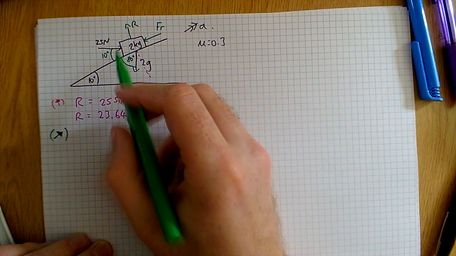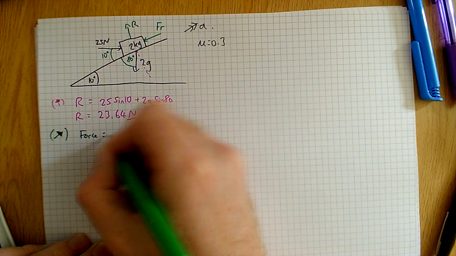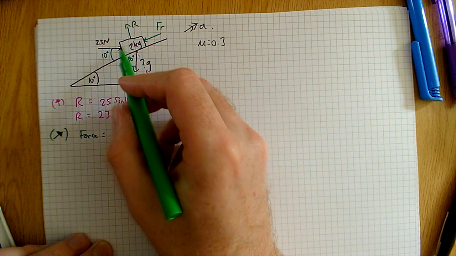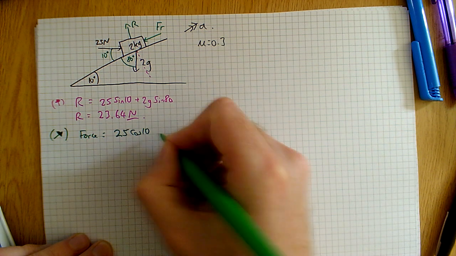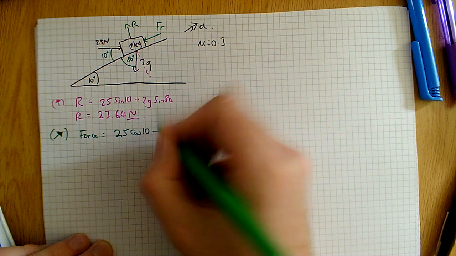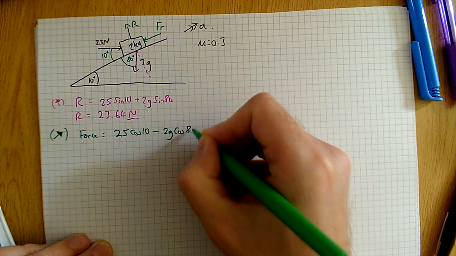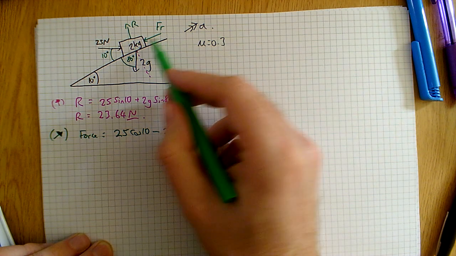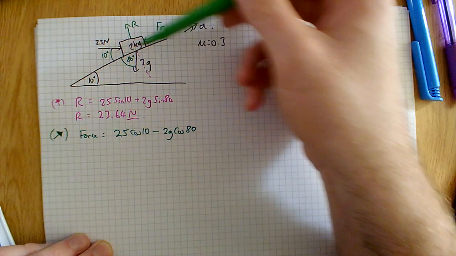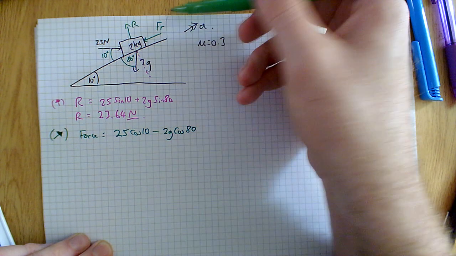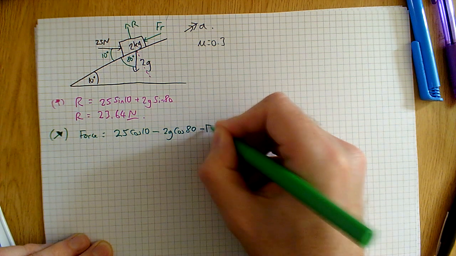What's pushing it up? Well, it's this 25 Newton force. So the force is 25, but it's not pushing it straight up. It's 10 degrees out. So it's 25 cos 10 through the angle, minus the weight pulling it down. That's 2g cos 80. And of course friction, which will be pushing it in the direction of the slope. So anytime we're doing friction, that's going to act parallel to the direction of the slope. So this is minus friction.